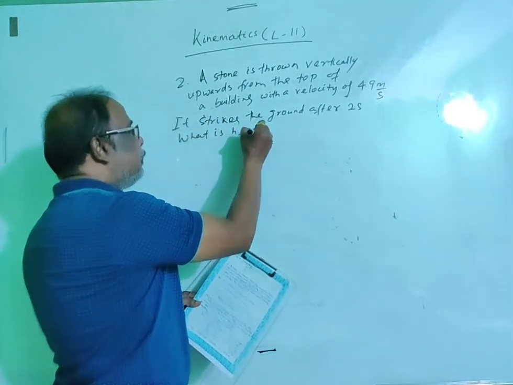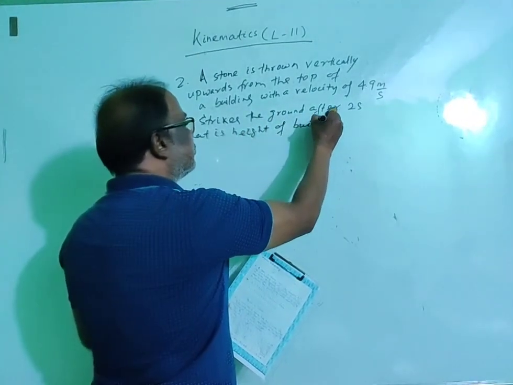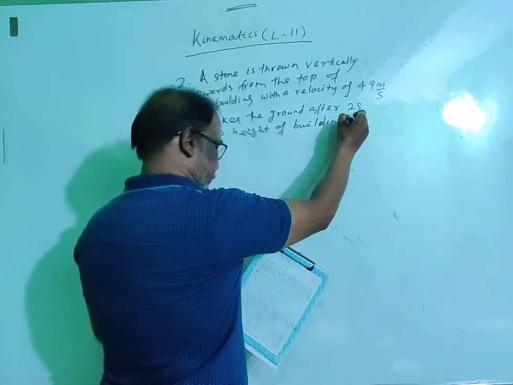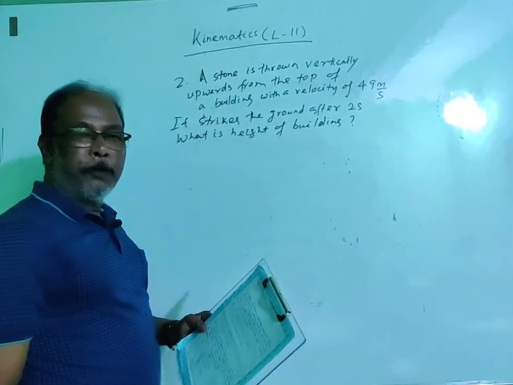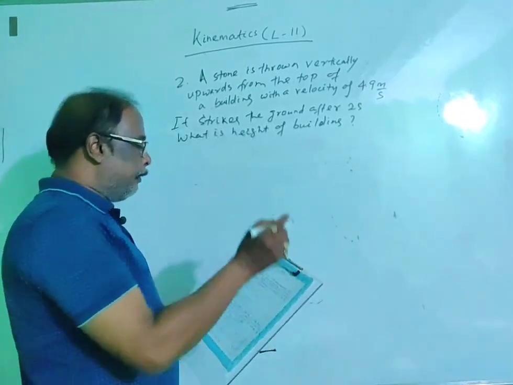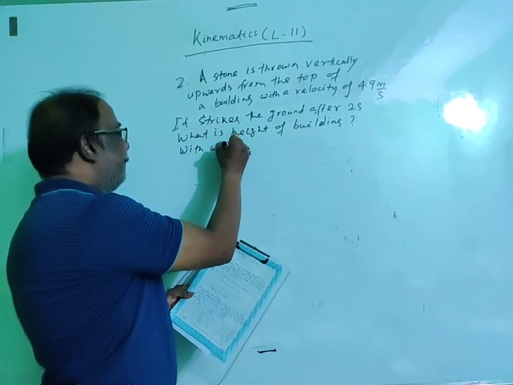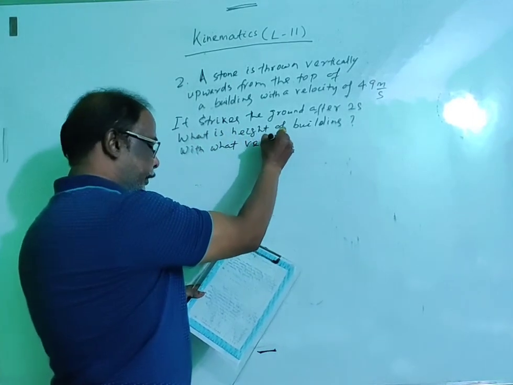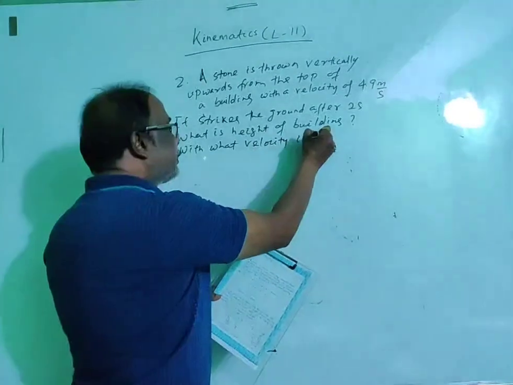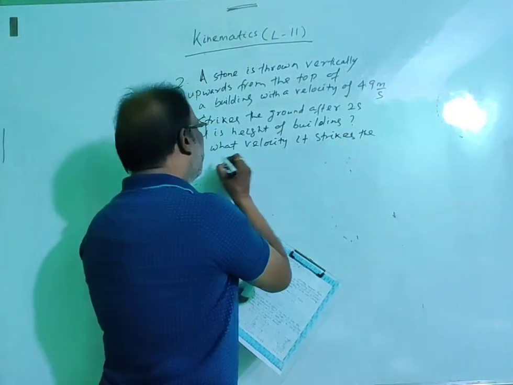What is the height of the building? The first part asks us to get the height of the building, then with what velocity it strikes the ground.